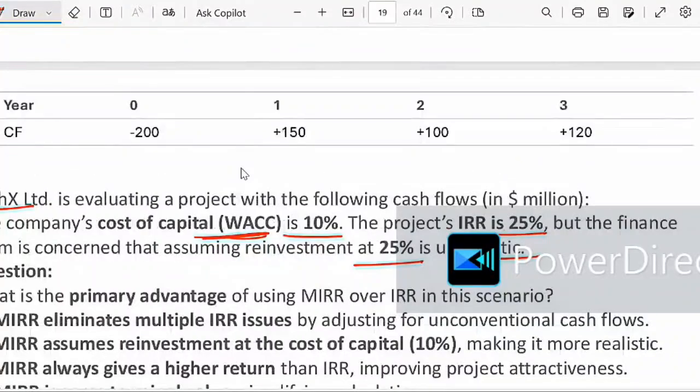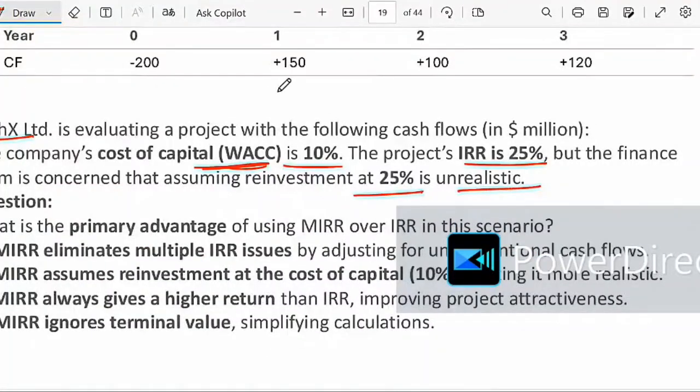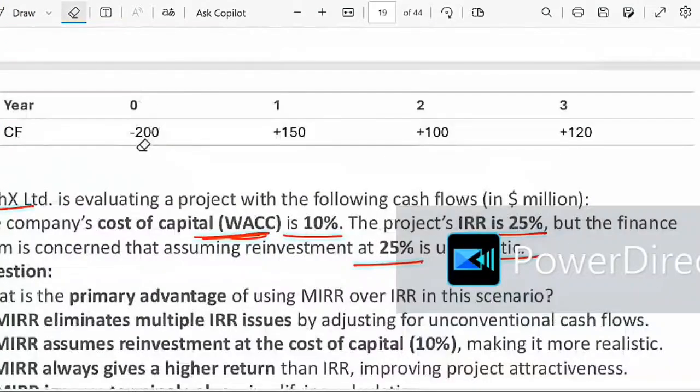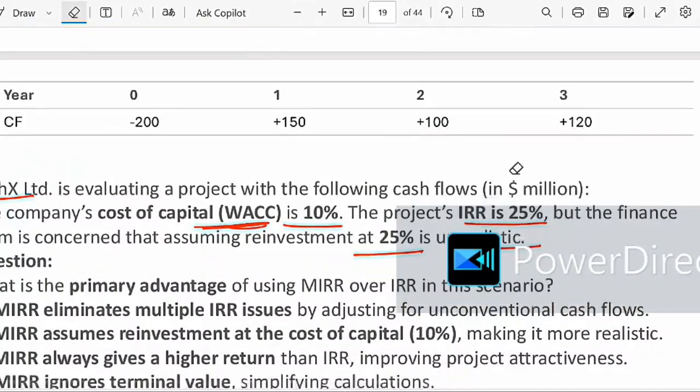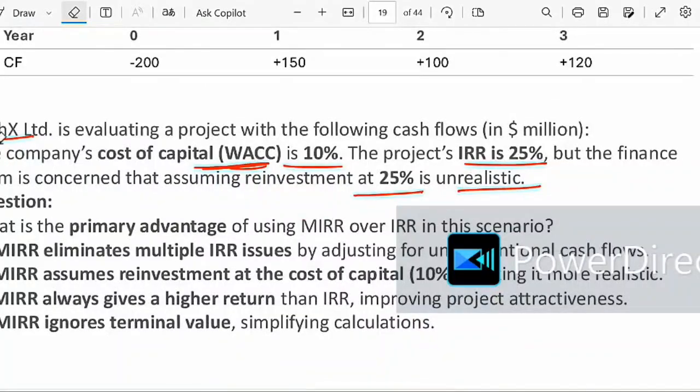So here you see the cash flow. Again, earlier it was unconventional, but this is a conventional cash flow. It means initially you have invested $200 million, and in the first year you are getting $150. In the second year, this is your cash inflow. In the third year, this is your cash inflow. Right. So this is TakeX Limited evaluating a project. Cost of capital is given. Project IRR, the internal rate of return, is 25%. But the finance team is concerned that assuming reinvestment at 25% is unrealistic, right?